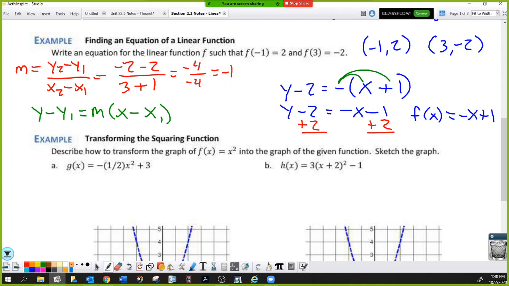Algebra 1. Not bad, right? Yes, sir. Is that stretch or what? Stretch, okay. Nice little review, right? Yeah.